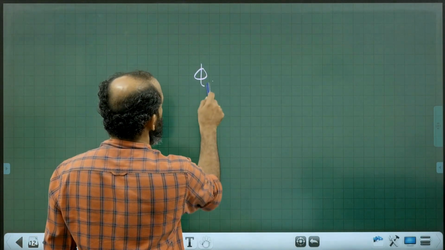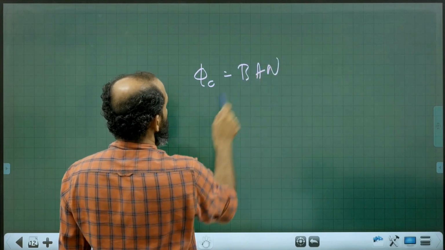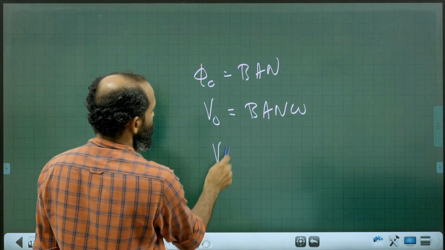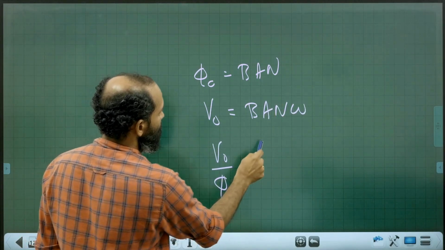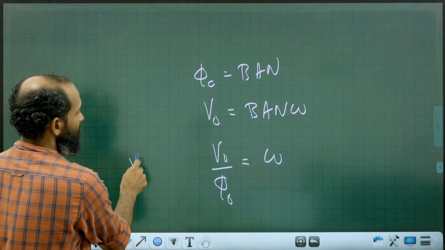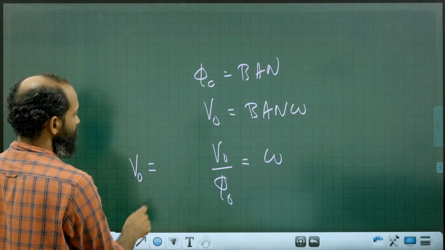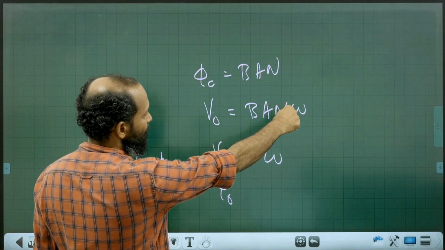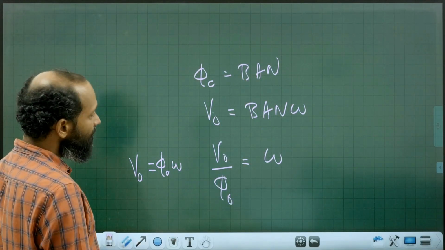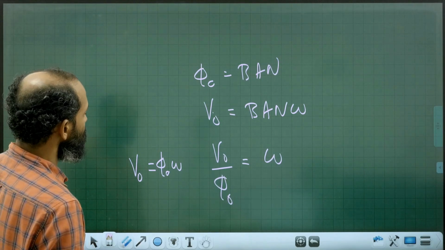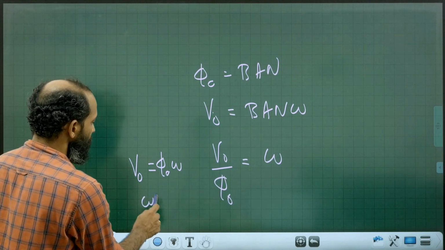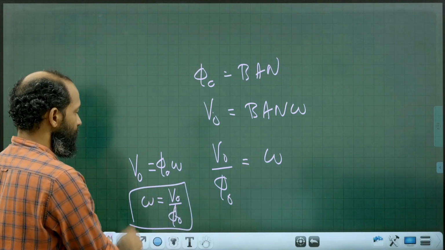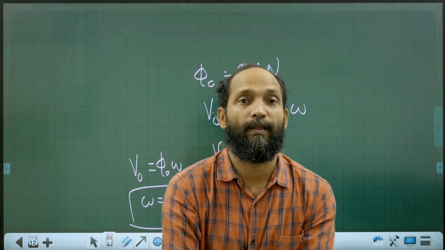Maximum of flux is BAN. Maximum of voltage is BAN omega. So V0 divided by phi 0 is BAN omega divided by BAN, that's omega. So V0 is equal to phi 0 omega. So omega can be measured as V0 divided by phi 0.